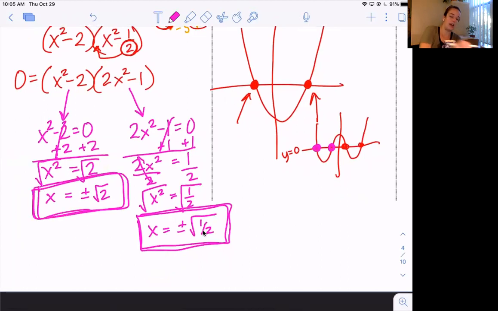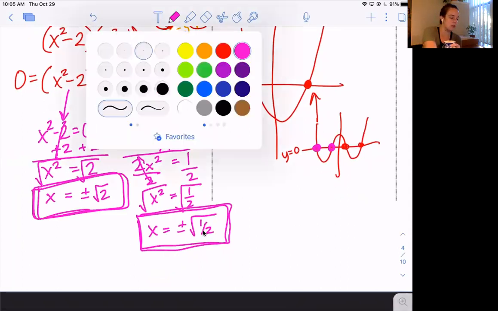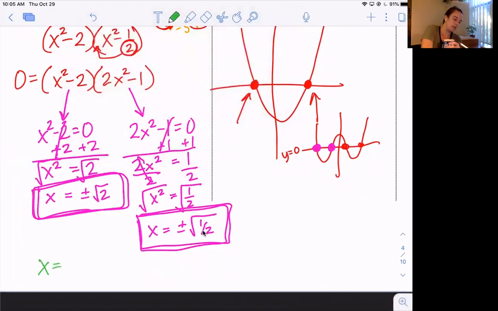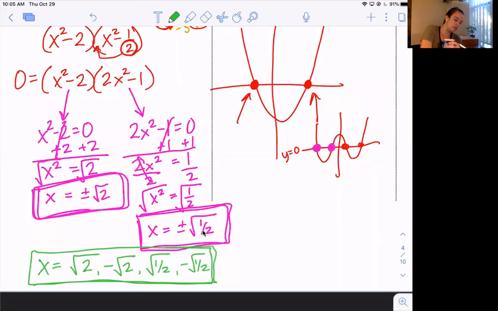So I should have 4 solutions since I started with x to the 4th power. So my 4 solutions are going to be positive square root of 2, negative square root of 2, positive square root of 1/2, and negative square root of 1/2. Those are my 4 solutions. So I should have 1, 2, 3, 4 solutions since it is x to the 4th power.